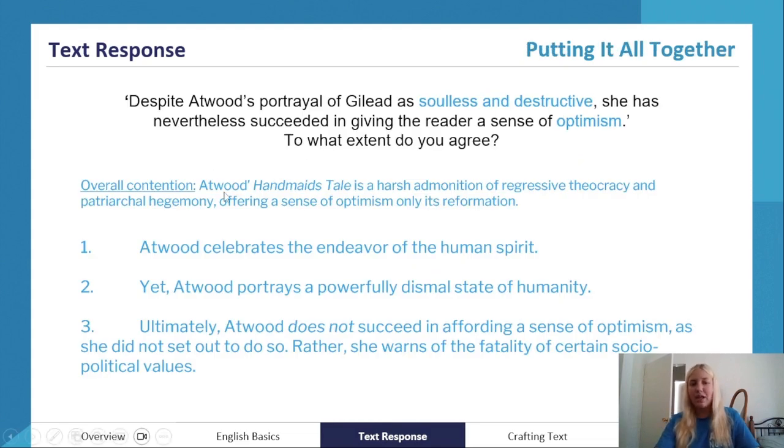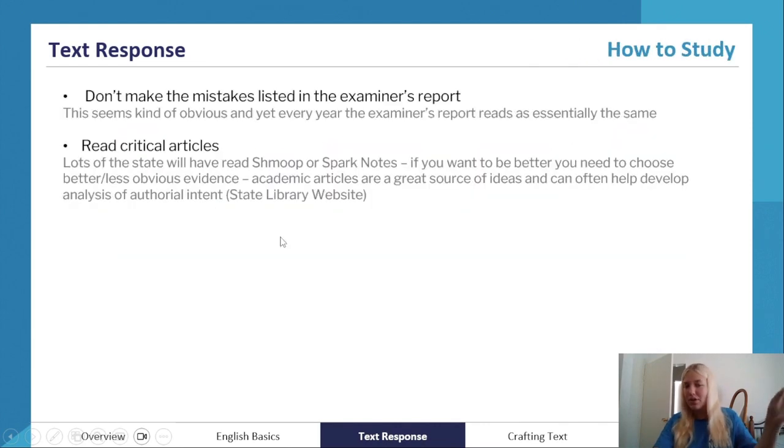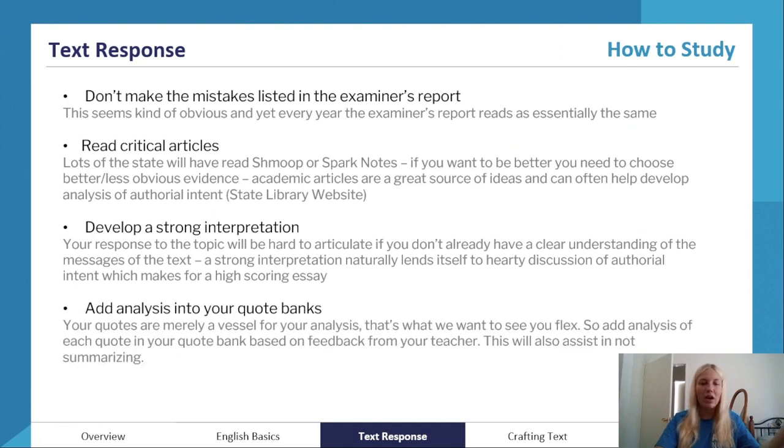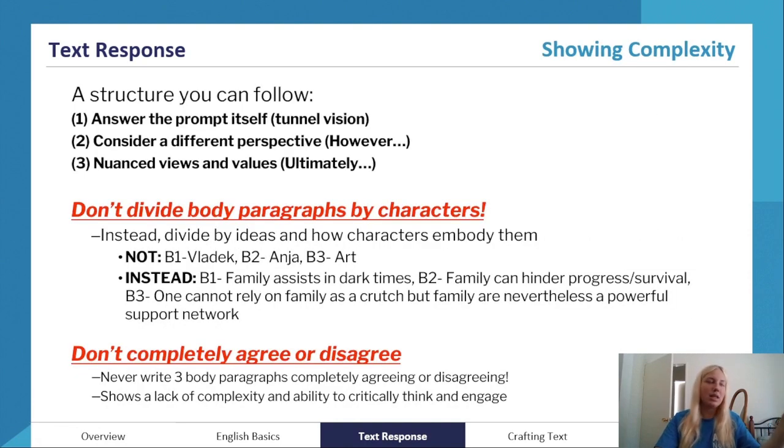It might just be something about optimism. Oh, Atwood doesn't present a soulless and destructive portrayal. No, in Gilead, she instead presents characters as optimistic, etc. So you start with tunnel vision. You start with a basic argument that just outlines those key ideas or key words mentioned in the prompt, gives examples of how they're shown.